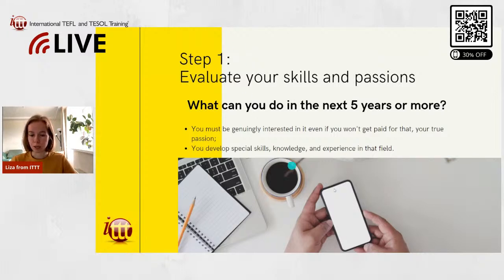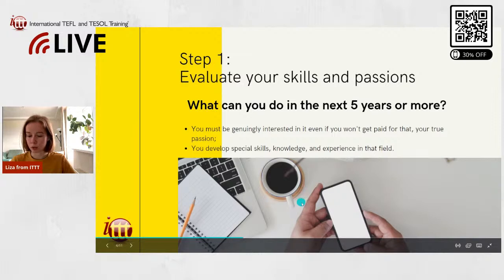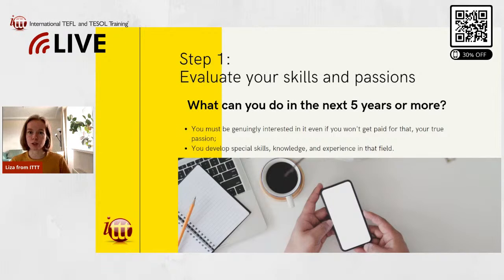So that's it in terms of your skills and passion. As the first step, you should think about something you can do and something you really like to do, and combine it. So if you know how to work with elderly people, for example, it might be your value, and it might be that niche you can choose.